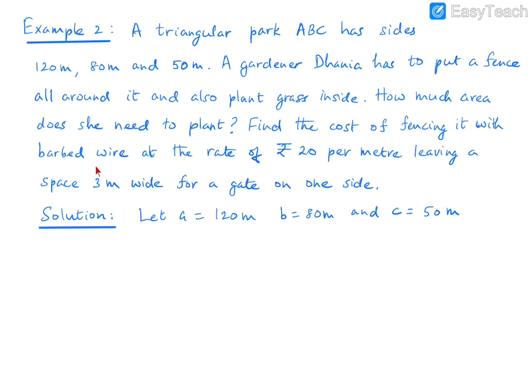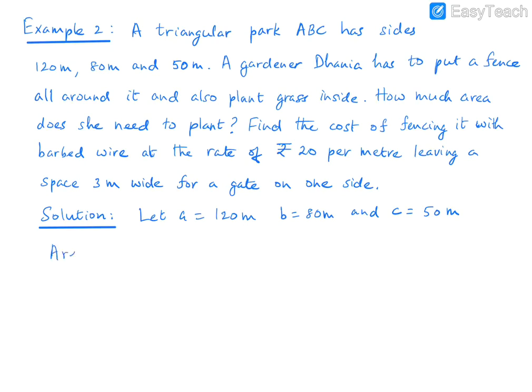Once we have the total length of the barbed wire, given that the price per meter is 20 rupees, we can multiply 20 with the length of the barbed wire to get the total cost of fencing the park. So that's the two parts. Let us first do the area of the triangle, and for that we will use Heron's formula.